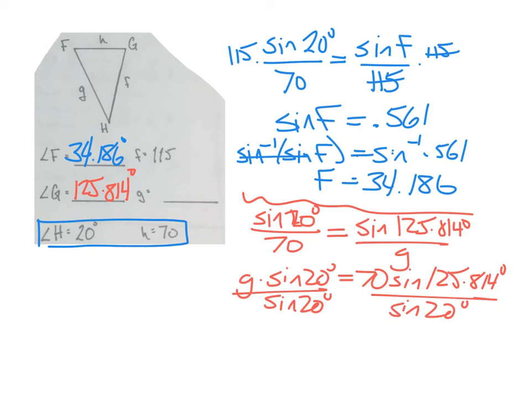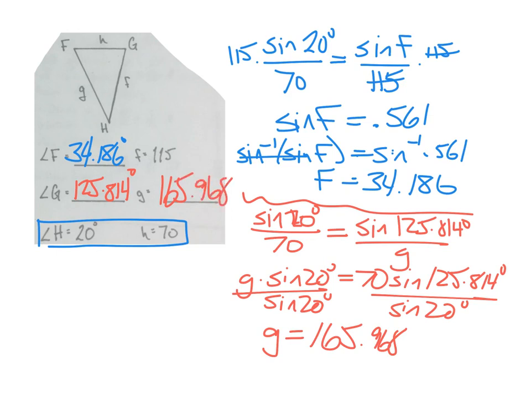Head over to calculator to calculate that, and we'll see that G is 165.968. And the triangle is completely solved.